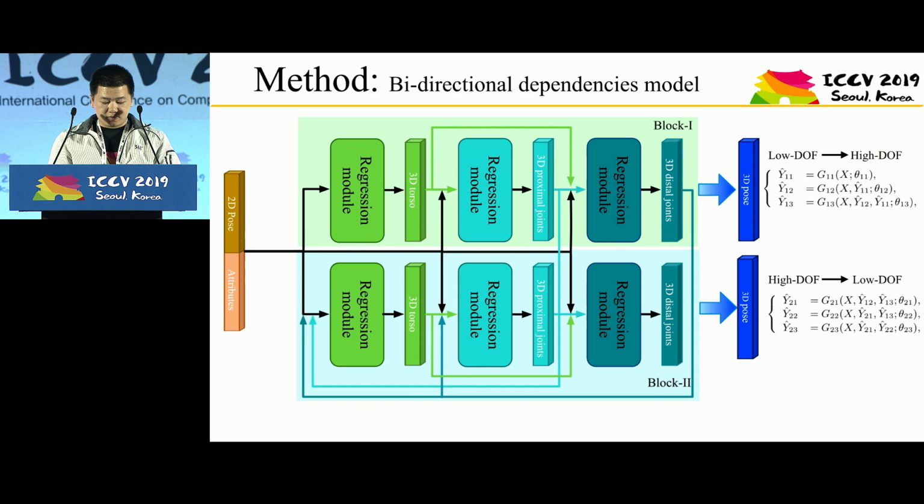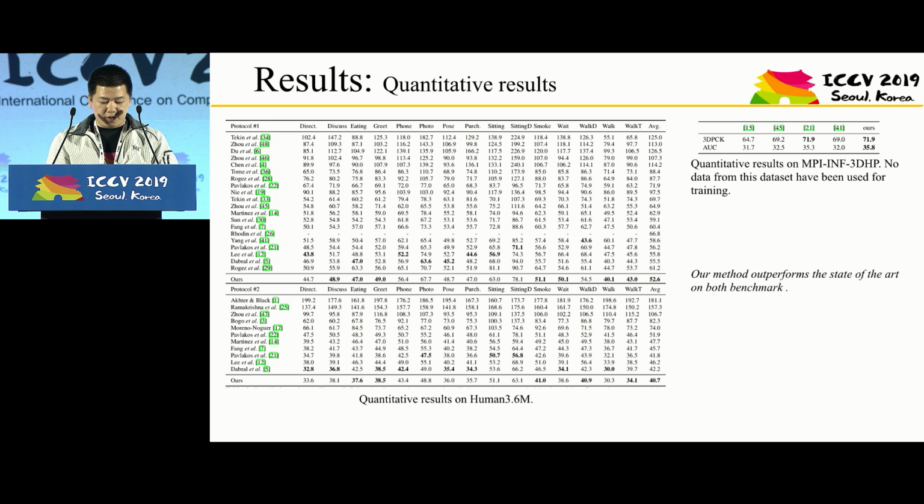We evaluate our method quantitatively on two of the most popular human pose benchmarks. Our method achieves the best results on both the Human3.6M and 3DHP datasets. In this histogram, we show the estimation errors of different joints.